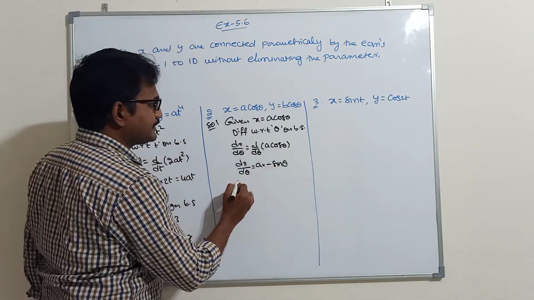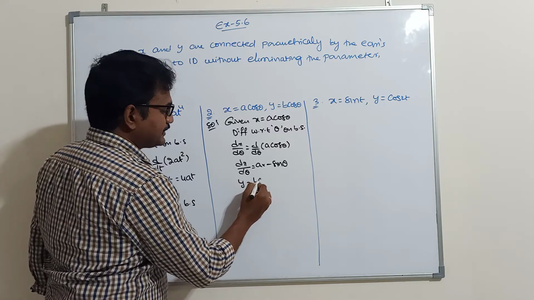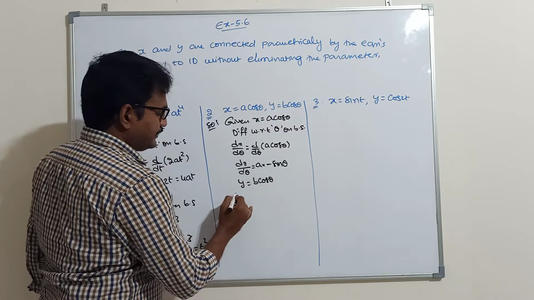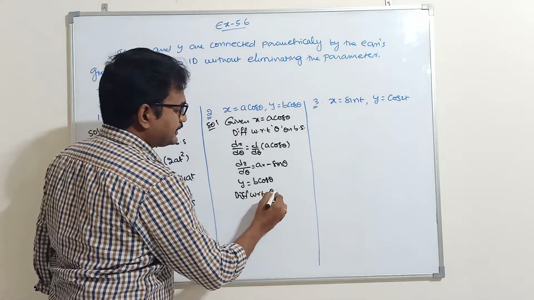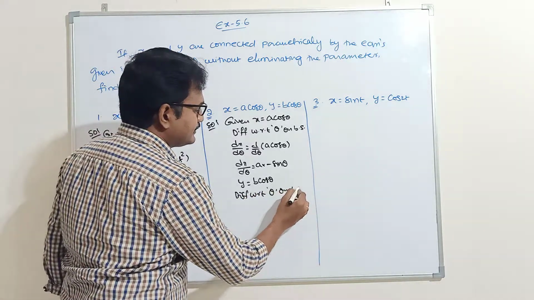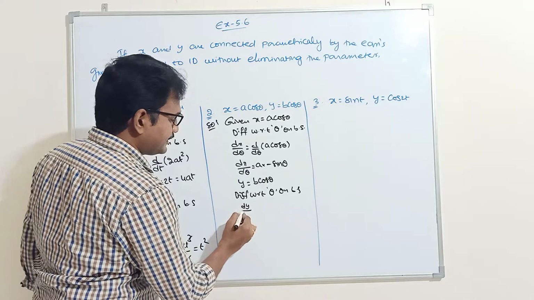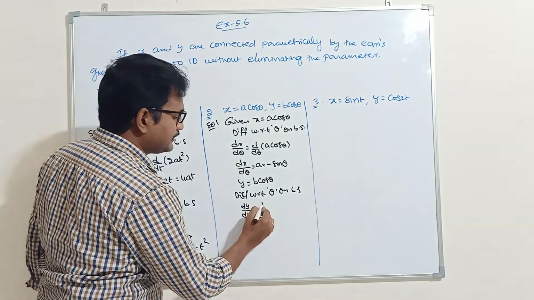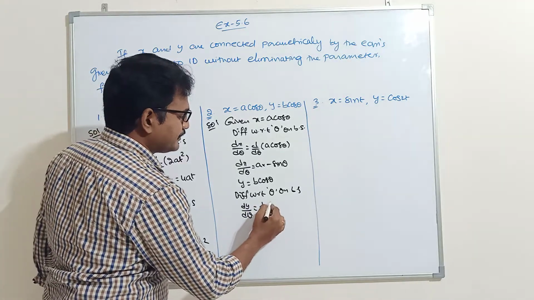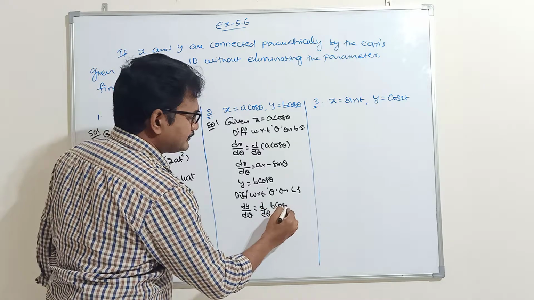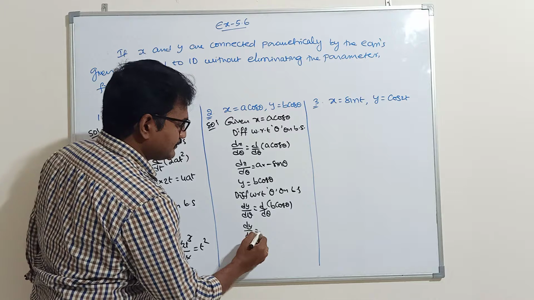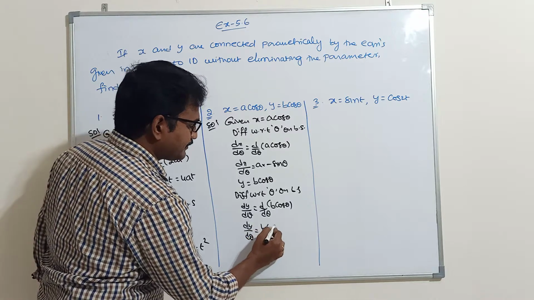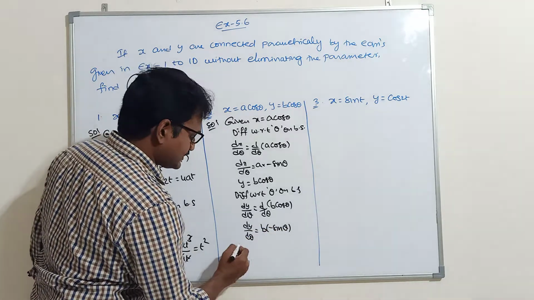Next, similarly, y is equal to b cos theta. Differentiating with respect to theta on both sides, d by d theta of y, dy by d theta is equal to d by d theta of b cos theta. So dy by d theta is equal to b into the derivative of cos theta, which is minus sin theta.